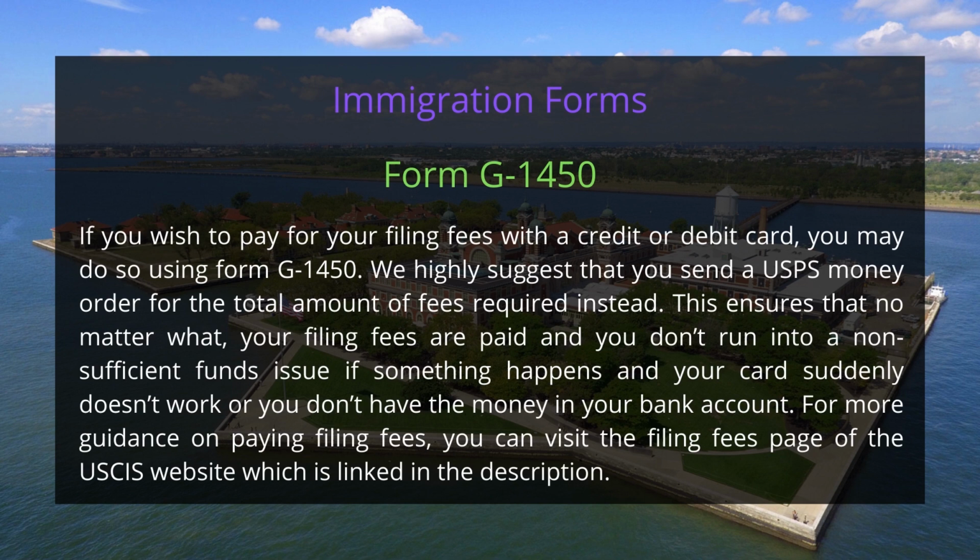Form G-1450. If you wish to pay for your filing fees with a credit or debit card, you may do so using Form G-1450. We highly suggest that you send a USPS money order for the total amount of fees required instead. This ensures that no matter what, your filing fees are paid and you don't run into non-sufficient funds issues if something happens and your card suddenly doesn't work or you don't have the money in your bank account. For more guidance on paying filing fees, you can visit the filing fees page of the USCIS website, which is linked in the description.